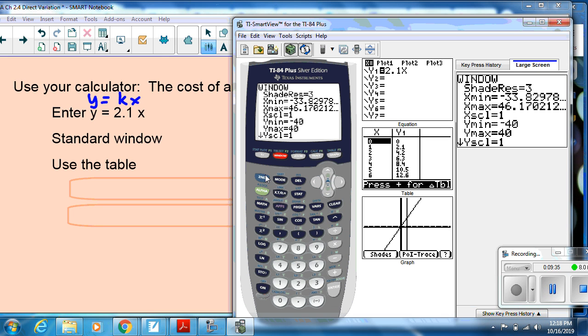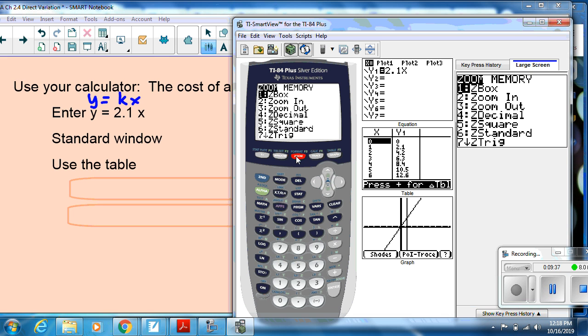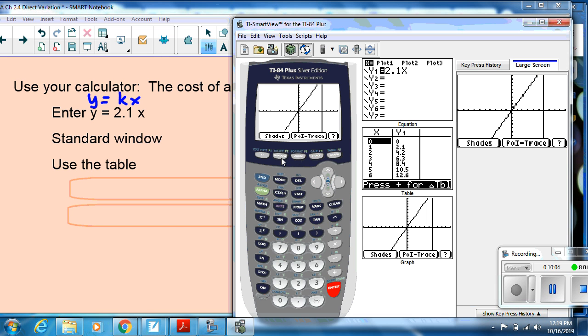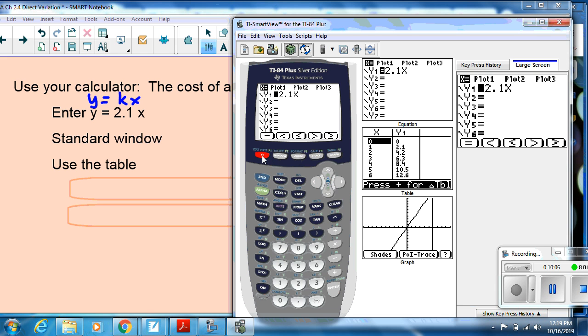Okay, so when I go to set a standard window, I'm just going to hit window. And I want, actually, you know what, let's do this. This will be easier. Hit zoom. And when you go into zoom, you'll see that number 6 says standard. So right away, that will set me at my standard window. Notice this goes through the origin of your graph, right? Looks like I have a line over there on the right. Looks like I didn't erase or get rid of something in my y equals, so we'll go back and do that. But notice that diagonal line, it goes through the origin. Every direct variation situation has to go through the origin.